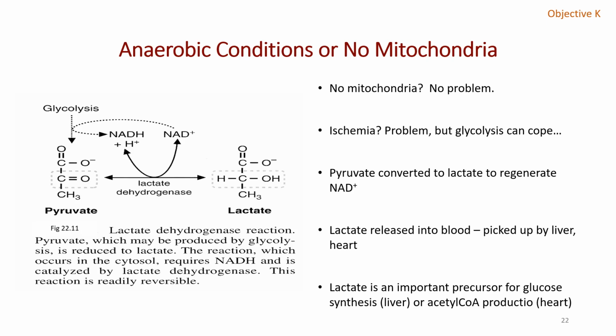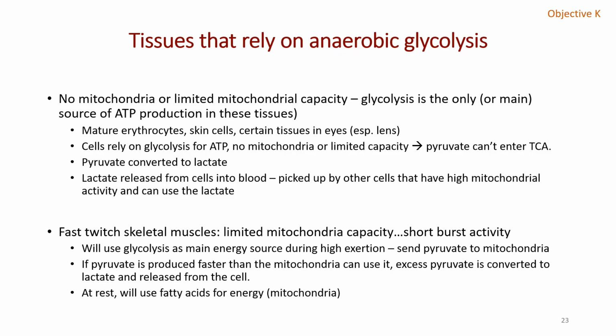Now, this would be the case if there's no mitochondria, or if your oxygen level is too low, or maybe you don't have enough capacity of mitochondria to really turn all of the pyruvate into oxidative phosphorylation. So for example, red blood cells and certain cells in the lens of the eyes and fast twitch skeletal muscles, production of lactate is going to be pretty important. So red blood cells can only produce lactate, and skeletal muscles, they'll produce some lactate and they'll put it out. They have some mitochondria, but not a big amount.